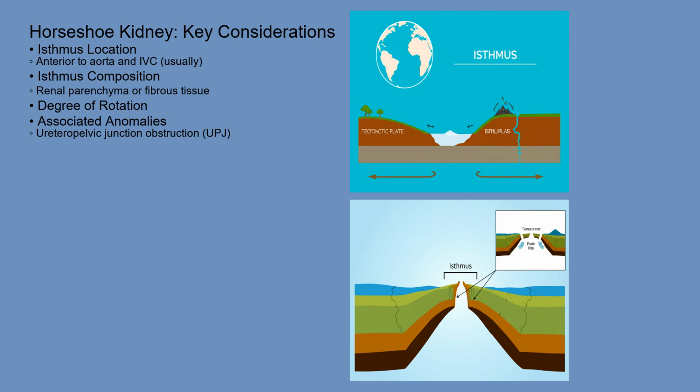While there aren't distinct types of horseshoe kidney per se, it's important to note the location and composition of the isthmus. The isthmus is usually located anterior to the aorta and inferior vena cava, but its exact level and whether it's composed of renal parenchyma or fibrous tissue can vary. Also, the degree of rotation and the presence of any associated anomalies, such as ureteropelvic junction obstruction, should be considered.